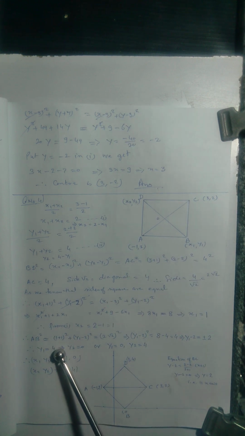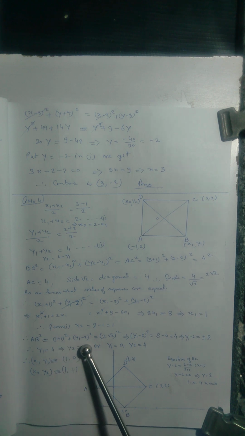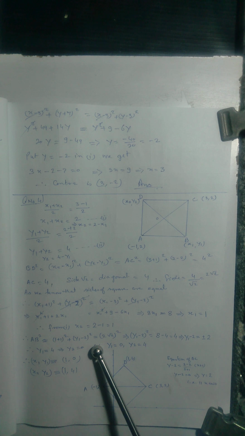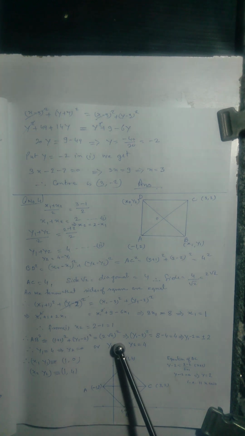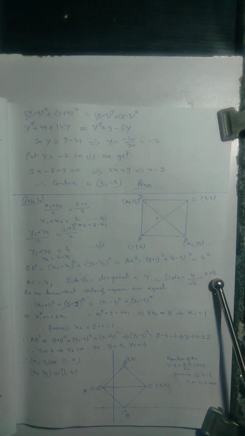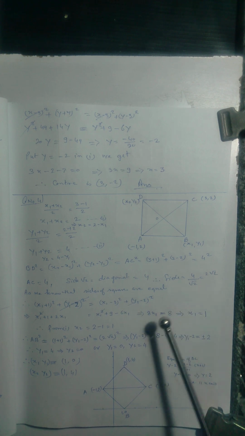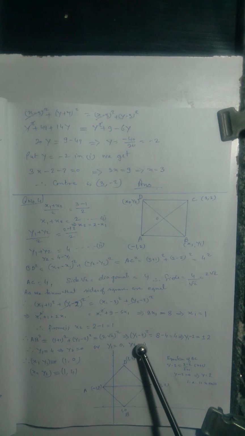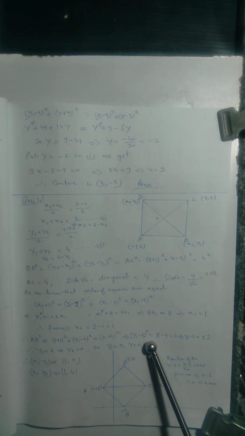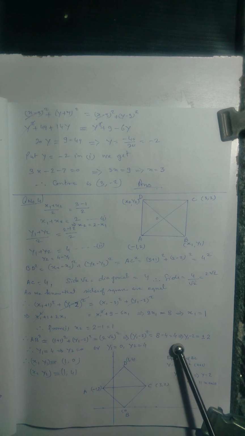Now AB square, that is (1 plus 1) whole square plus (y1 minus 2) whole square is equal to (2 root 2) whole square, means the AB is equal to 2 root 2. It is already given, the side of the square is 2 root 2. So (y1 minus 2) whole square is equal to 8 minus 4, that is equal to 4.